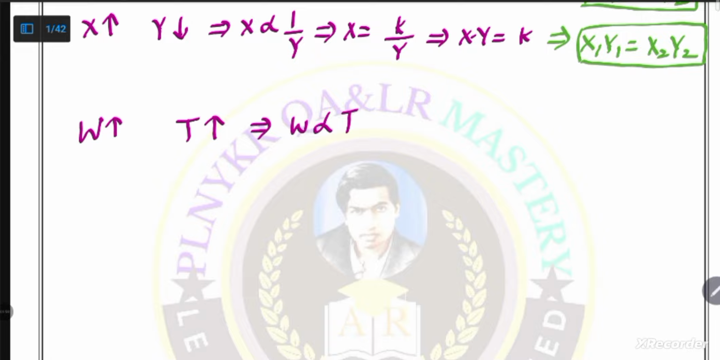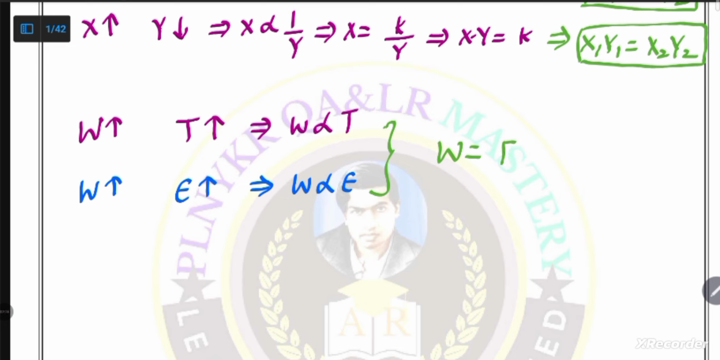Similarly, the relation between work and efficiency. By increasing the efficiency, meaning the capacity to do work, you will be able to do more work. So what is the relation between work and efficiency? The direct relation. From these two, we'll get the basic and fundamental formula, which is W equal to E into T. Very, very important, because most of the questions can be solved with this fundamental formula.